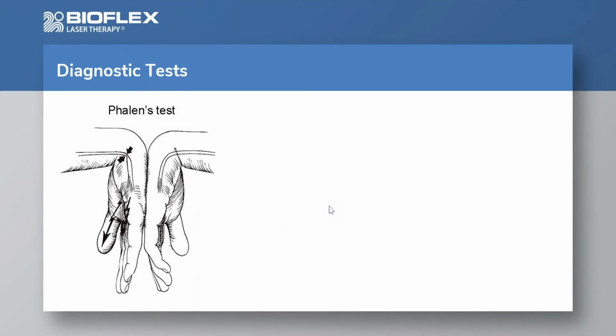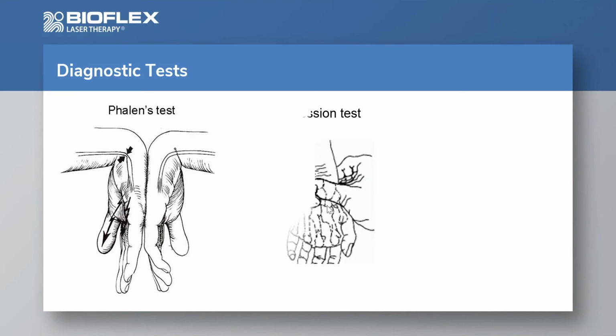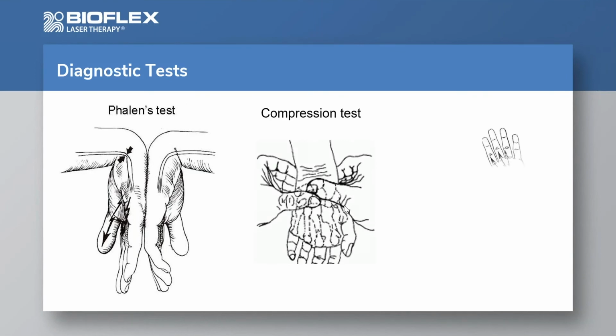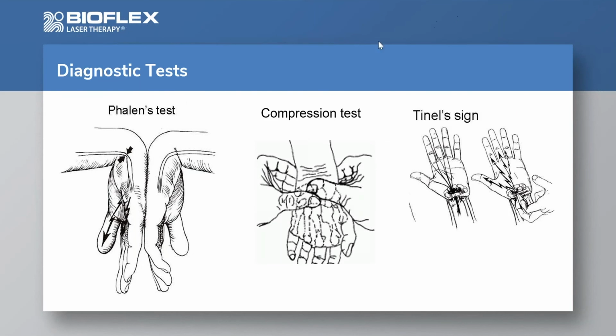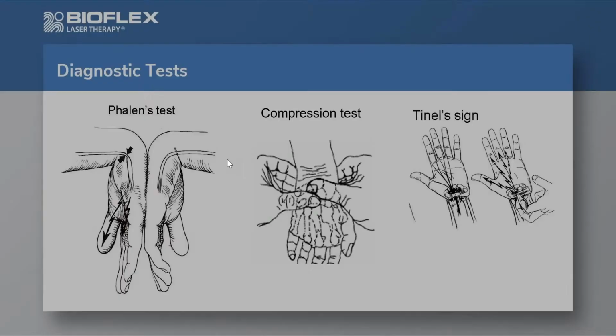Diagnostically, obviously, there's different ways to look at this. There's orthopedic tests like Phelan's and reverse Phelan's test, a straight compression test over the carpal tunnel, and Tinel's sign at the carpal tunnel as well. So these are all fairly good orthopedic tests to get an idea of what's going on with that median nerve.